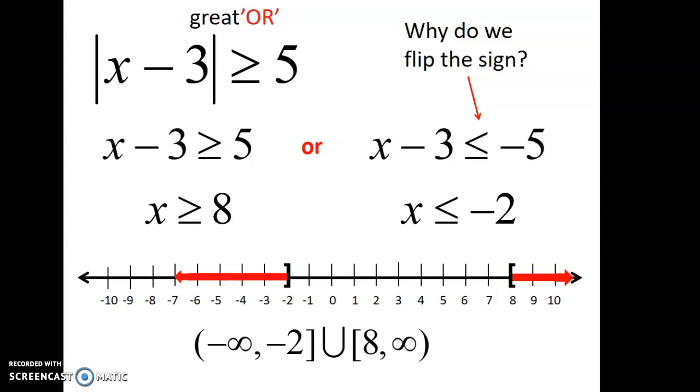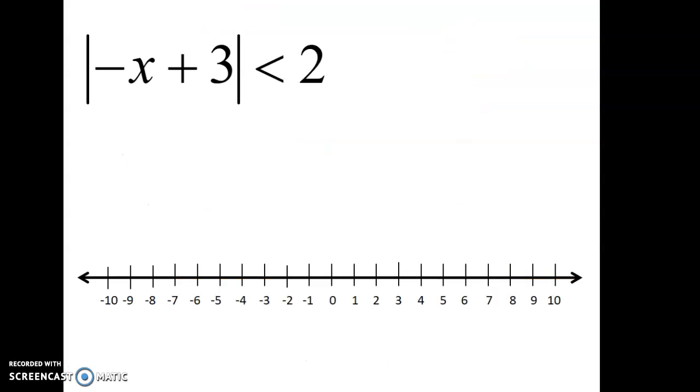Again, just like with inequalities when we started, I'm looking for three things. One, did you solve the inequalities correctly? Two, did you graph it correctly? And three, do you have the correct interval notation? Okay, let's check out another one.